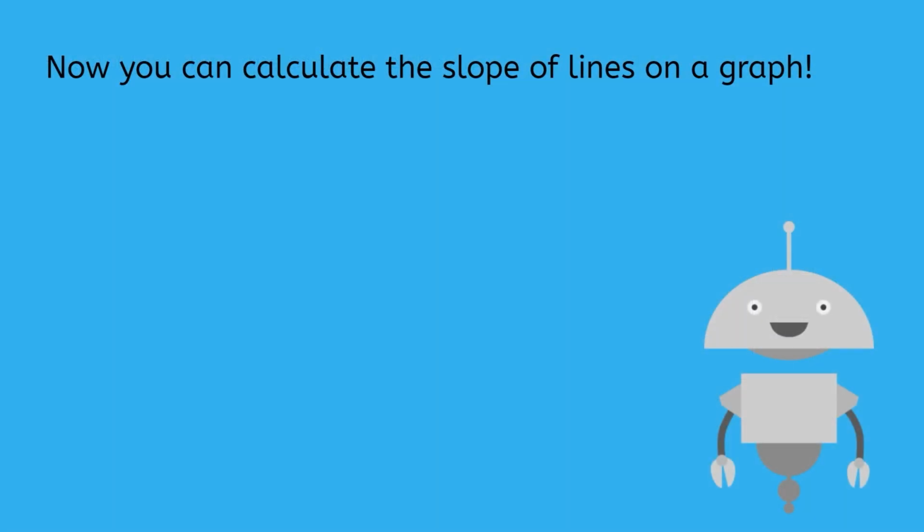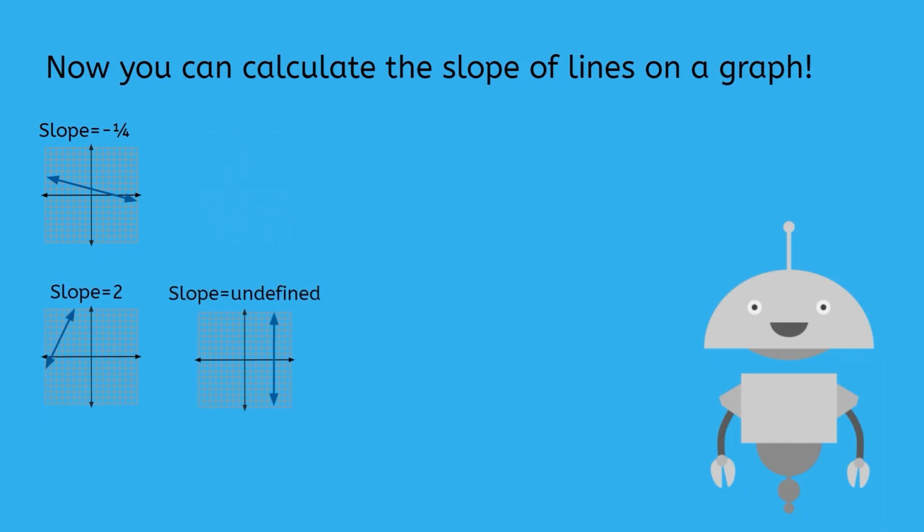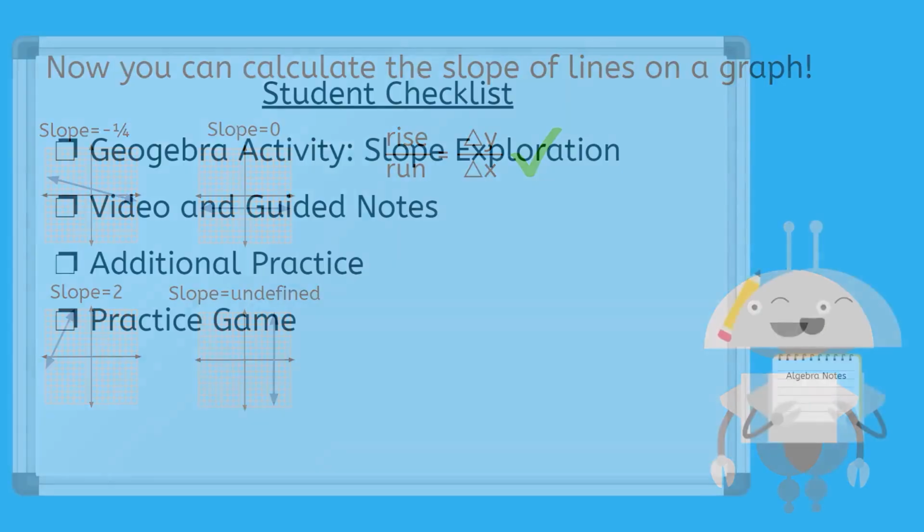Now you know how to calculate the slopes of lines that are on a graph using the rise over run, also known as the change in y over the change in x. Be sure to always check that your answer seems reasonable using what you know about slope direction and steepness.